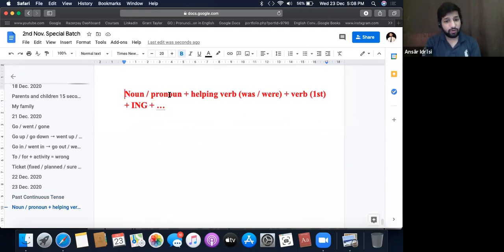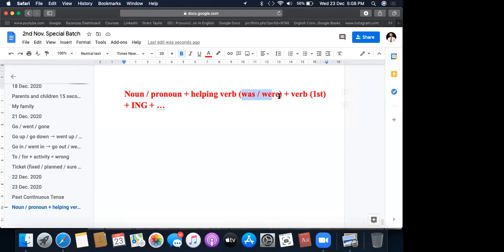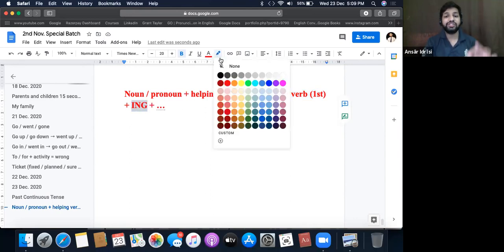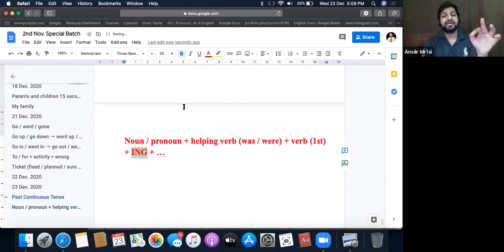So the rule is noun or pronoun plus helping verb. What helping verb are we going to use here for past? Was for singular and were for plural. You, we, they, we are going to use were. I, he, she, it, we are going to use was. Then verb first form plus ing. वहाँ पे main चीज ing है because it's a continuous tense.